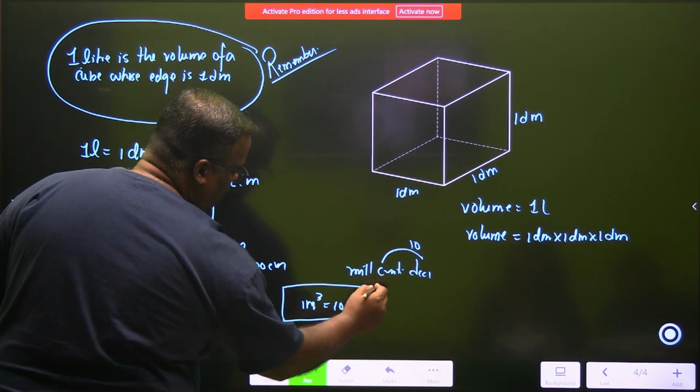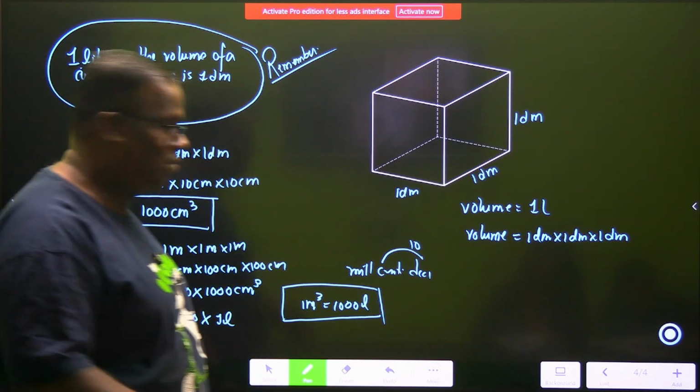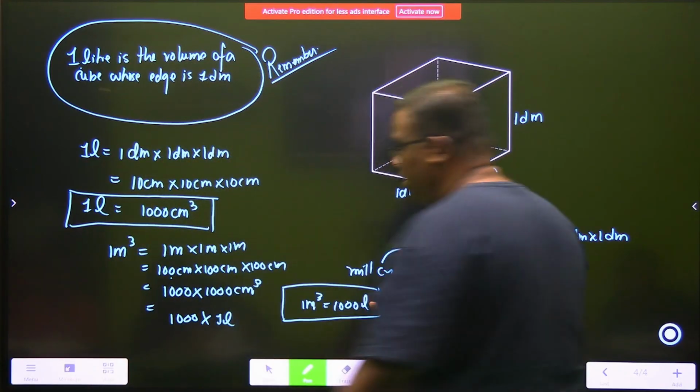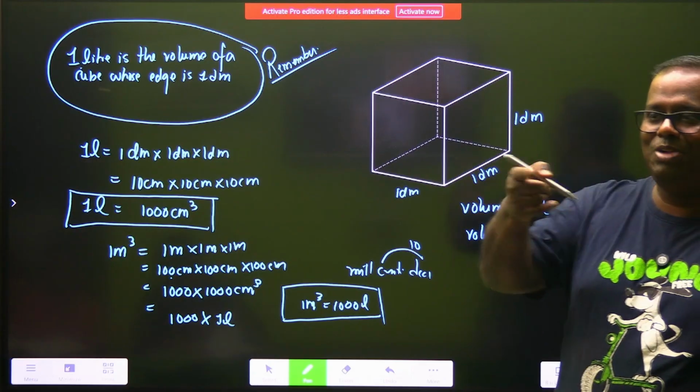1 meter cube is how many liters? 1000 liters. And 1 meter cube is how many centimeter cube? 1000 centimeter cube. This is another very interesting find. You can never mess this up if you listen to one more story.